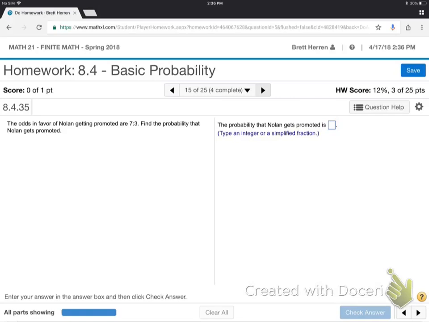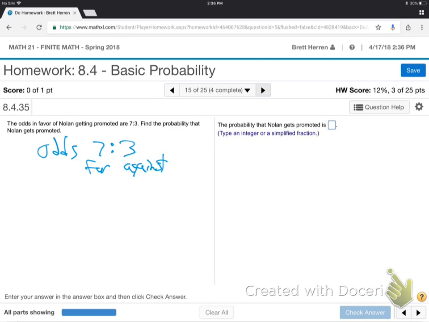Okay, so now notice we're starting with odds. The odds are 7, 3. Sometimes they put a colon in the middle. Sometimes they put the word "to." It's just like a sideways fraction. It's no big deal. But remember, this is for and this is against, because it's odds.